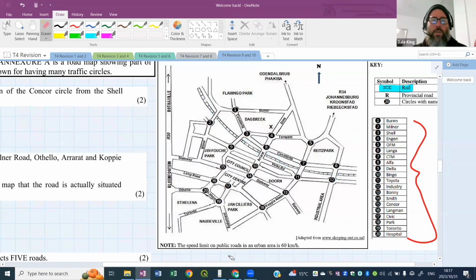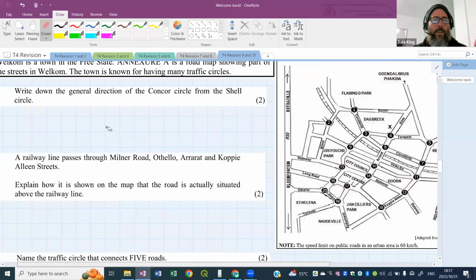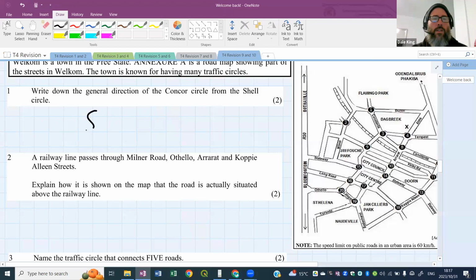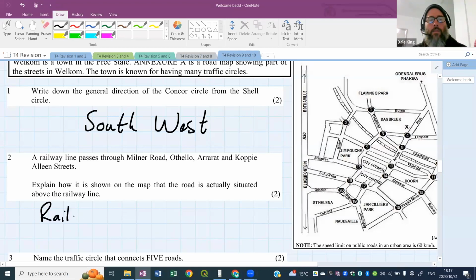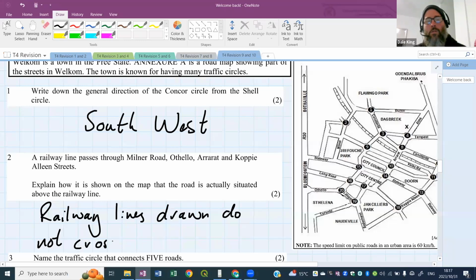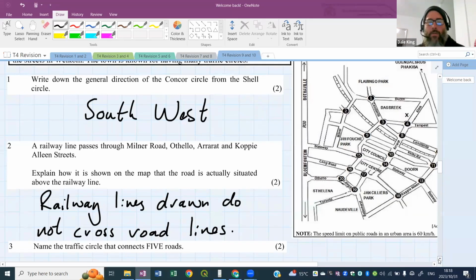Let's move on to the next question and have a look. Now, first of all, let's just write the answer here. I'm going to write southwest over here, and then over here I will say: railway lines drawn do not cross road lines. So something like that. Okay. All right, let's move down to the next one.